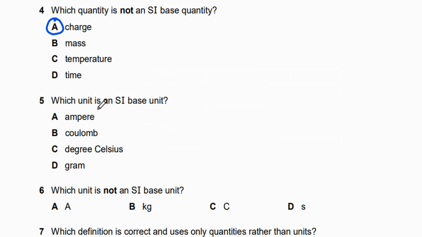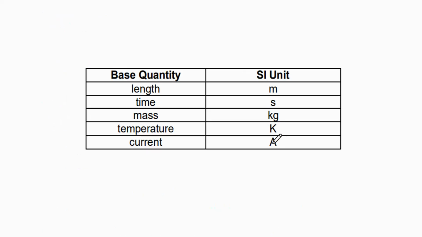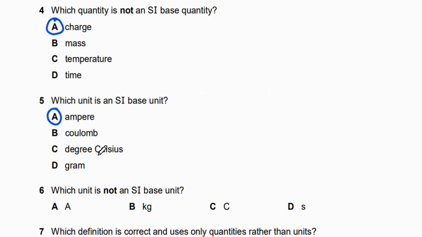Then in number 5, which unit is an SI base unit? Once again, we need to see which one of these appears on the table. And we can see that the ampere does appear on this table as an SI base unit. Of course, coulomb, degrees Celsius, and gram do not appear on the table. Then in number 6, which unit is not an SI base unit? Once again, the coulomb does not appear on the table as an SI base unit.